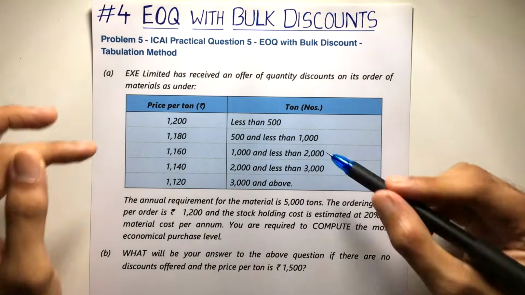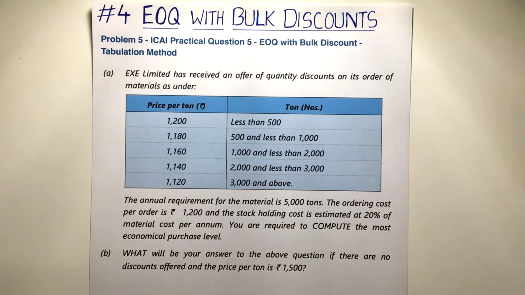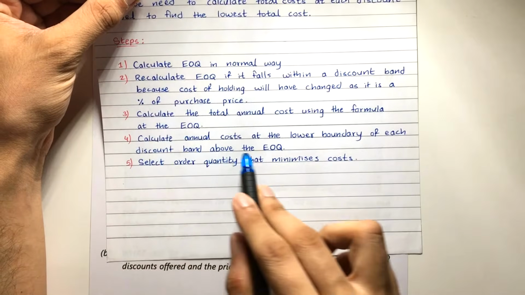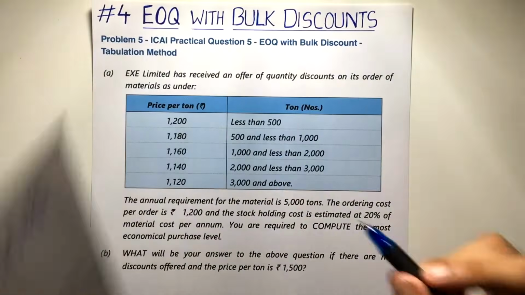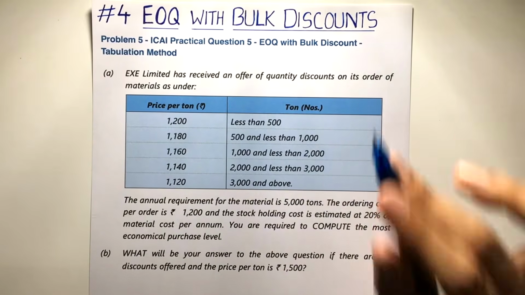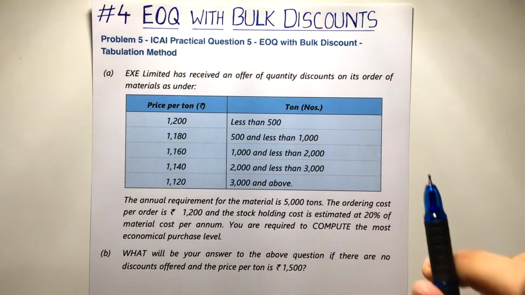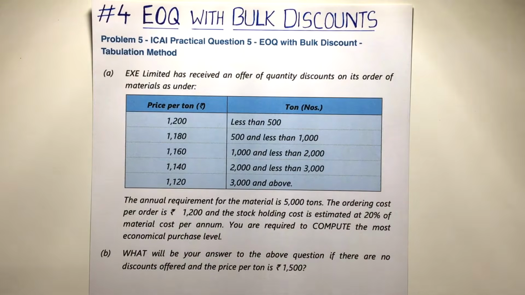And then in the following levels, second, third, fourth, fifth, that is simple. ICAI has calculated the annual cost at the lower boundary: 500, 1000, 2000, 3000. These are the order quantities they have selected, and these are what you have to select always. Is it clear? Now, why is that? What's the logic behind this?